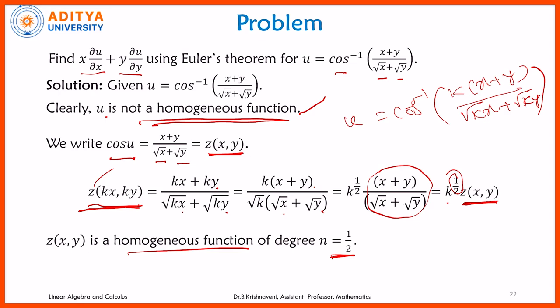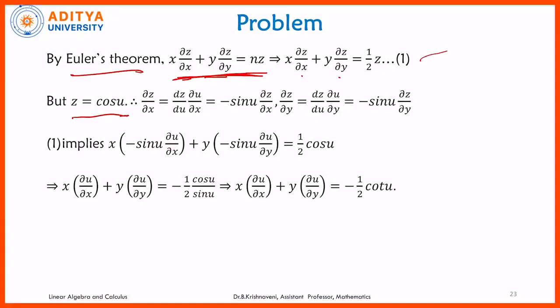You can see here u is a function of x, y and we have taken z equal to cos u. If you need ∂z/∂x in this, we need to find dz/du into ∂u/∂x, which is equal to, cos u derivative is minus sin u into ∂u/∂x. Comma, ∂z/∂y is equal to dz/du into ∂u/∂y, that will be equal to minus sin u into ∂u/∂y.